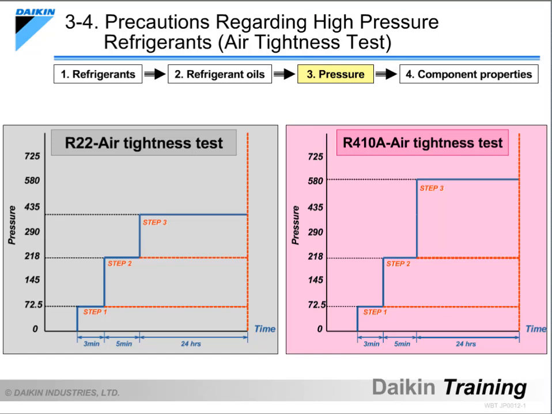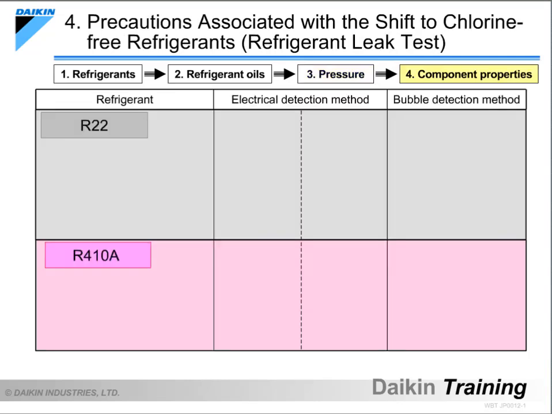Let's now learn about the air tightness test for the R410A piping. The piping air tightness test is conducted using different pressure levels in a three-step process. Please note that the pressure levels for the first and second steps are the same for both R22 and R410A. But the pressure level for the third step is higher for R410A. Finally, let's learn about the precautions related to the refrigerant component properties.